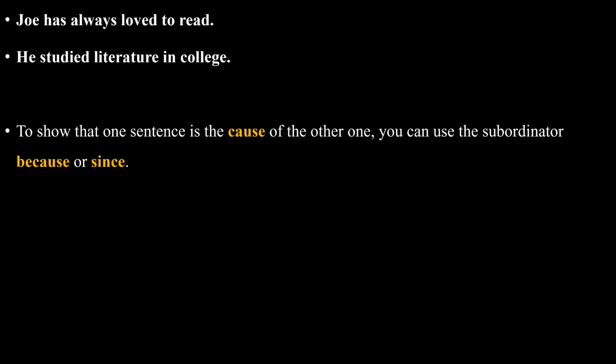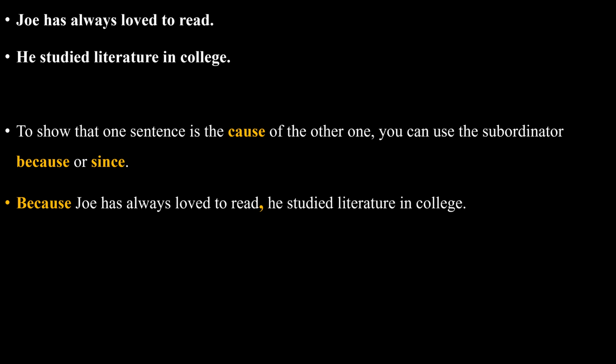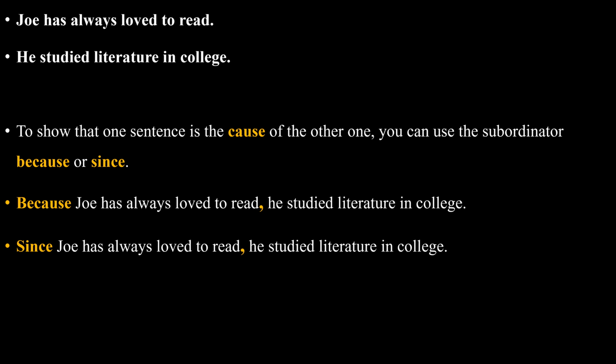So if I want to put these two sentences together, if I want to show that one sentence is the cause of the other one, I can use the subordinator because or since. So for example, because Joe has always loved to read, comma, he studied literature in college. So I'm showing here that one sentence is the cause of the other one. I can also use since to show the cause. Since Joe has always loved to read, comma, he studied literature in college.